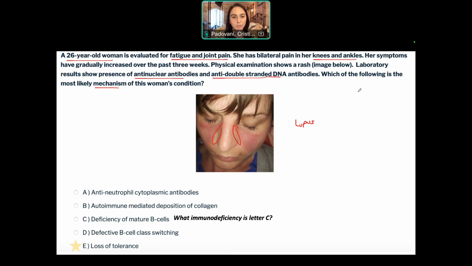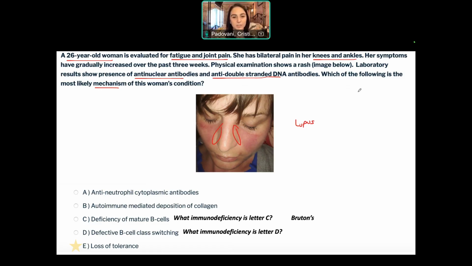So I do pose another question here. Letter C, which immunodeficiency is this? No one's here to answer, but if you have a deficiency of your mature B cells, this is your Bruton's. Remember, we talked about this at the end. This is your BTK gene that you don't have, so you can't have growth because you don't have tyrosine kinase.